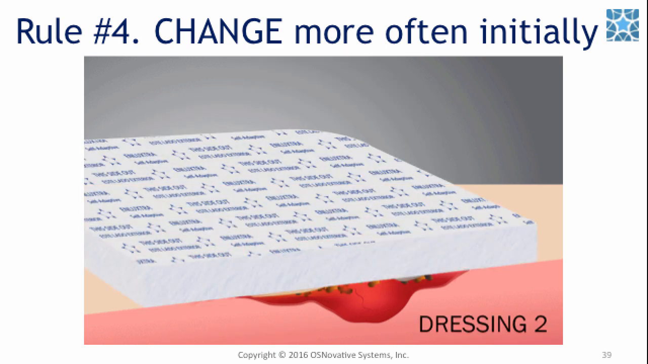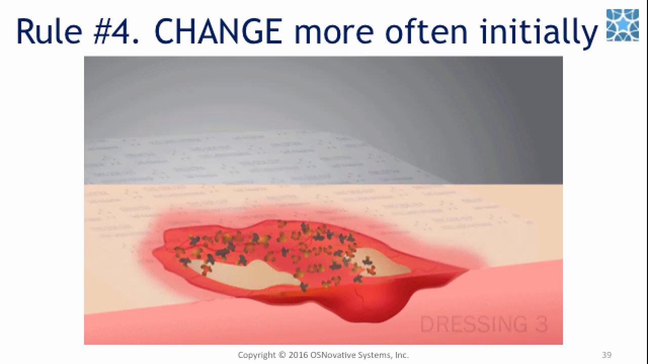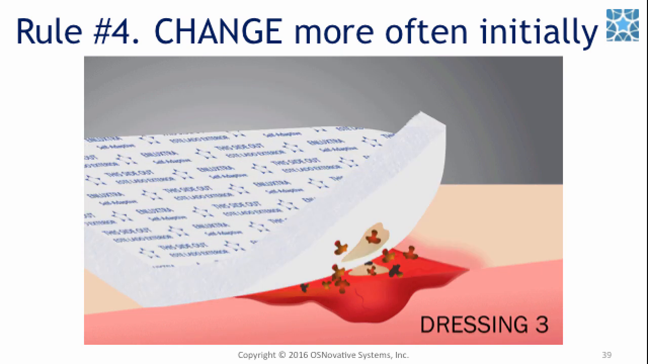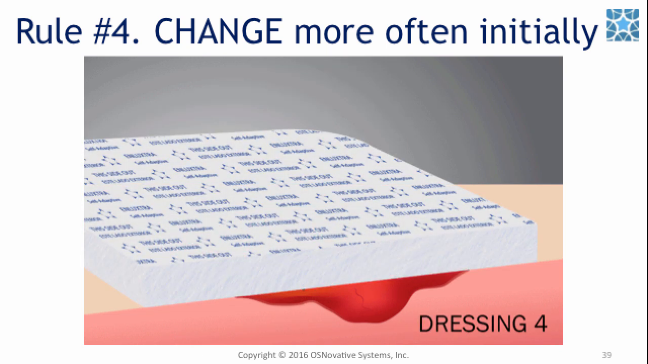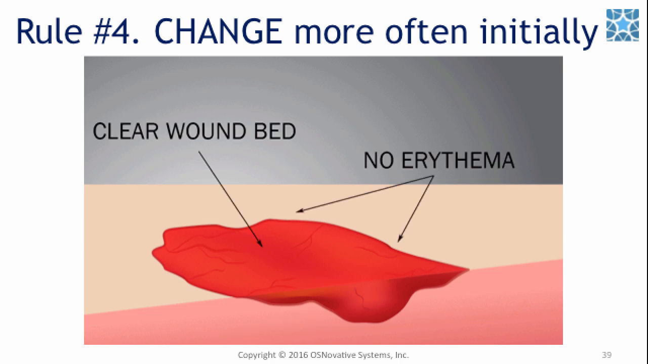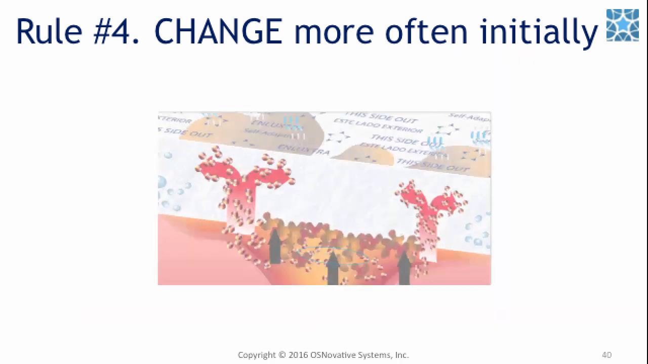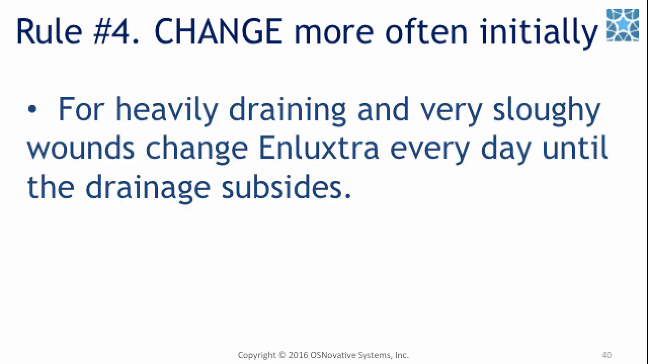However, when you first start using the dressing, it is best to increase wear time gradually to clear the wound from any non-vital tissues, such as slough and necrosis, since these semi-solid products of autolytic debridement may clog up the surface of the dressing. For heavily draining or very sloughy wounds, initially change Enluxtra every day until the drainage subsides.